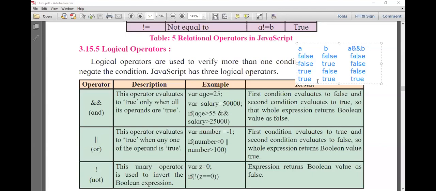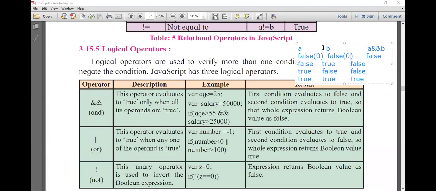Now, how can we easily check the result? The simple thing I am telling you: consider false as a zero. So I'm assigning zero here. Consider this false as a zero. Then A ampersand B means A multiplied by B, the value of A and the value of B.